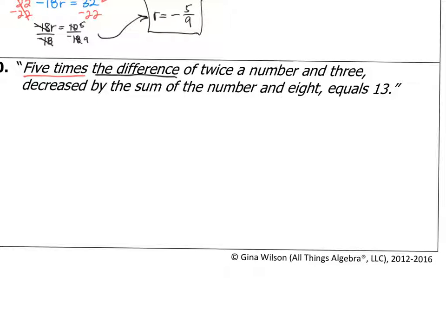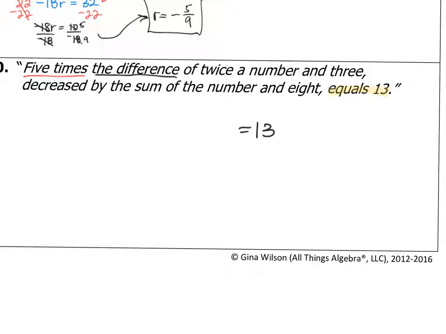The last problem in our notes for lesson 1 on multi-step equations has us translating a verbal expression into a multi-step equation and then solving it. So let's work on the translation. It says 5 times the difference of twice a number and 3 decreased by the sum of the number and 8 equals 13. Well, we could start with equals 13.